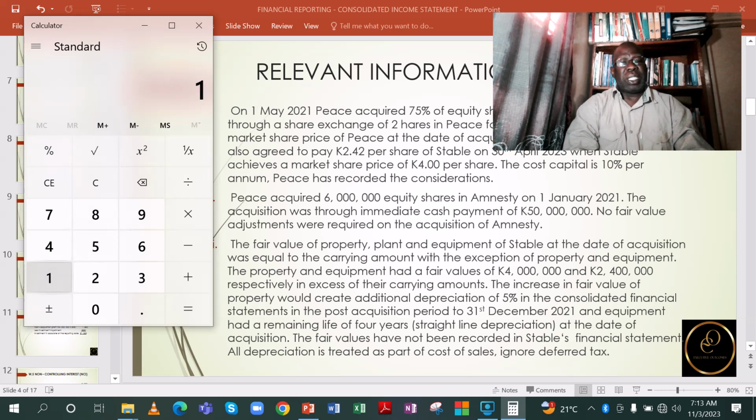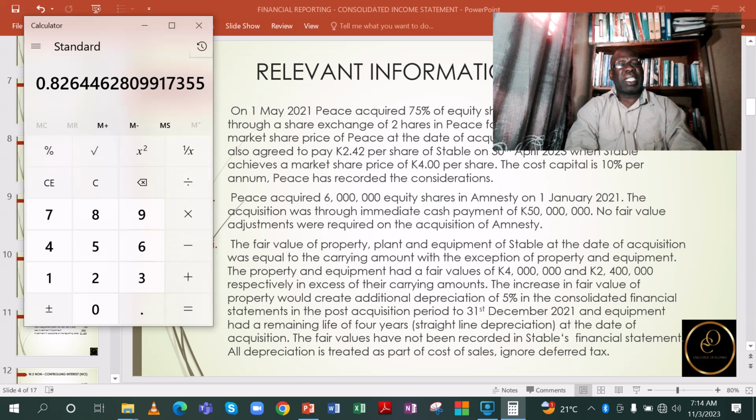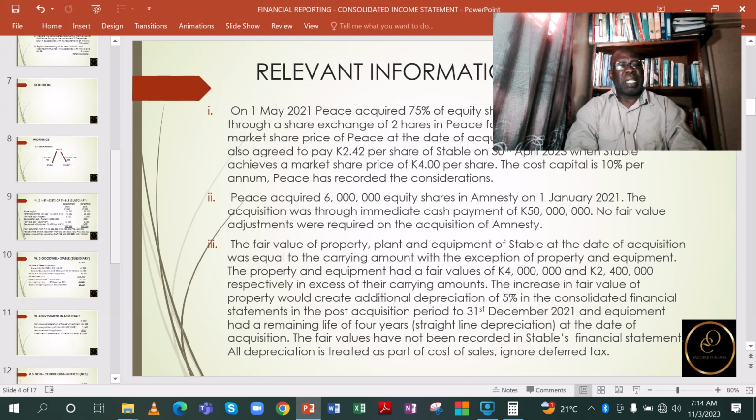We get 1 divided by 1.21, which gives us 0.8264. That will be the discount factor at 10%.